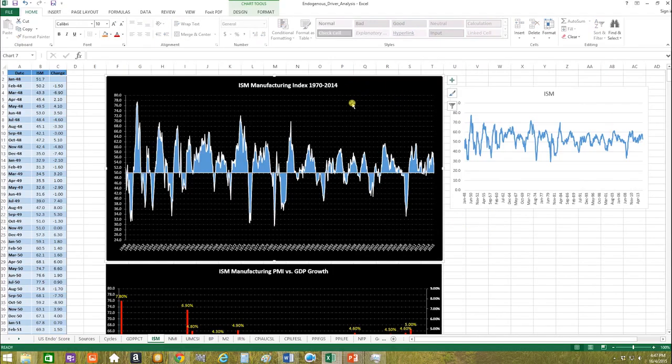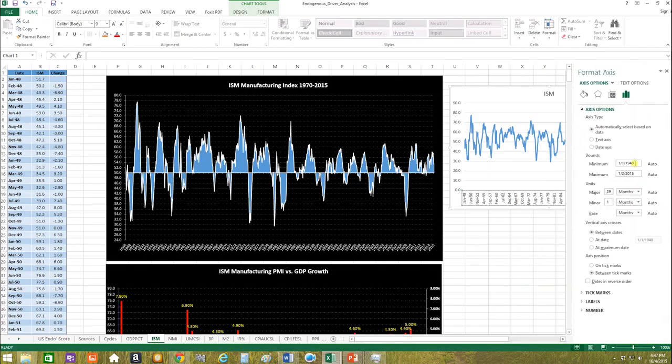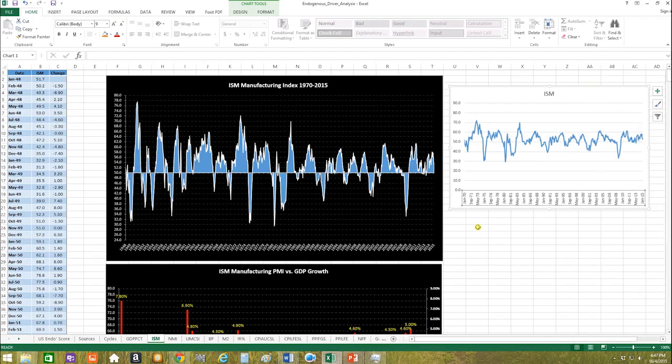And here's one we made earlier, which is the manufacturing index going back to 1970. And this is actually till 2015 now. And if you want to reference or zoom in on the dates, all you have to do is go to Format the Axis and you change the dates here. So you can quite easily change this to the 1st of January 1970 and it changes the chart.